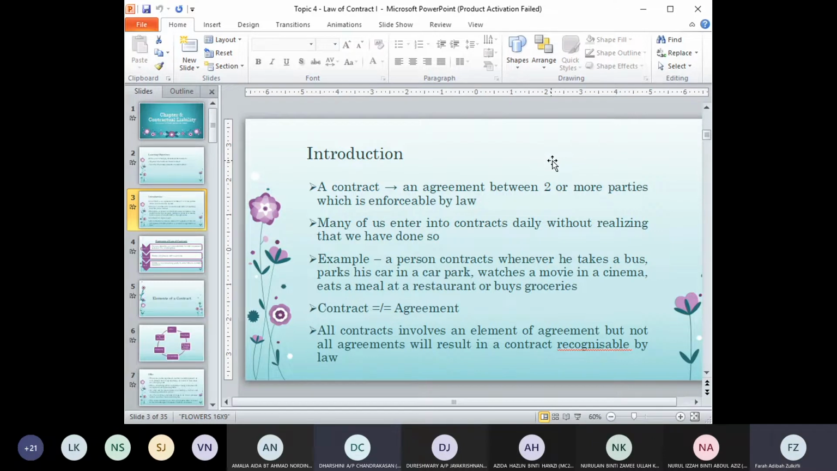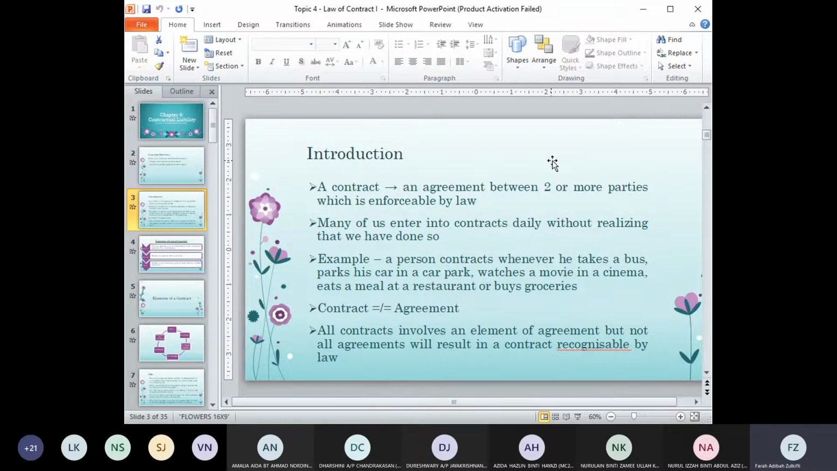So when you go to the LRT station and you buy the token, that is when you create a contract with the LRT operator. When you go to the counter and you want to buy the ticket, that is the offer. You offer to use their service, and in exchange, you will pay the money. So that is an offer. So that is a contract.